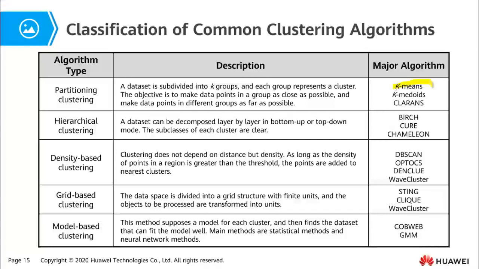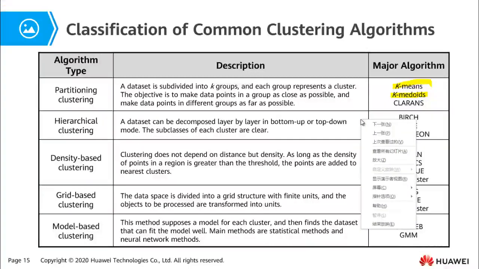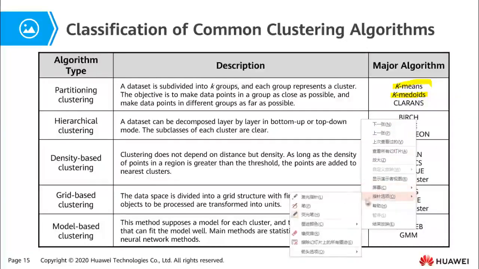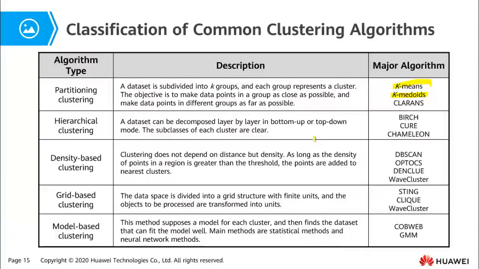A natural disadvantage of partitioning clustering is that the value of k, that is, the quantity of clusters to be divided, needs to be manually set. This is usually determined based on some empirical rules or service requirements. Hierarchical clustering solves this problem. It uses bottom-up and top-down methods to decompose a dataset layer by layer.